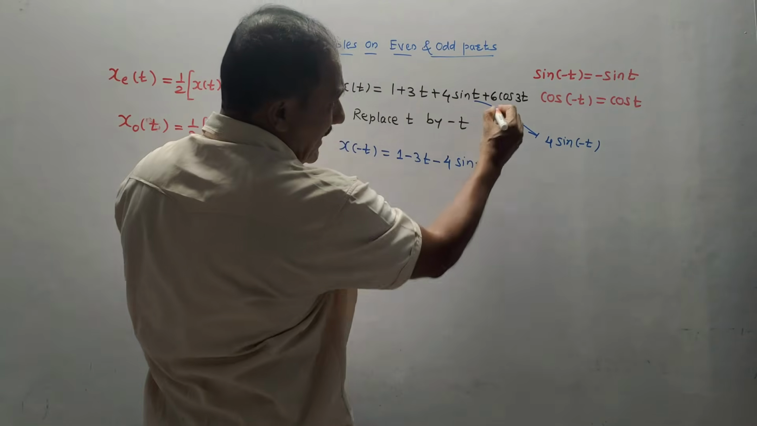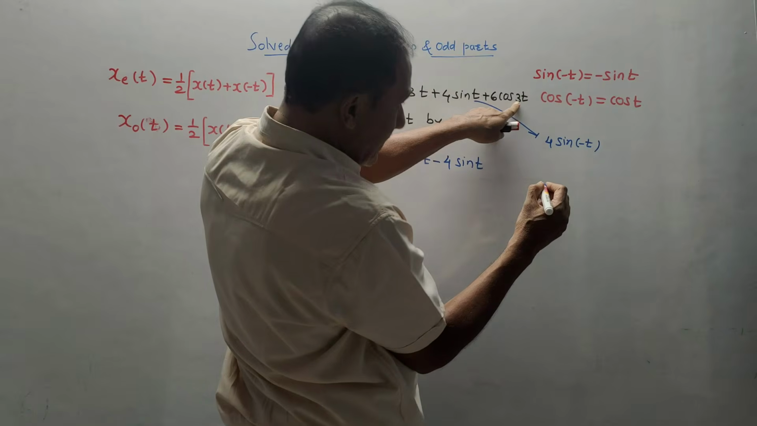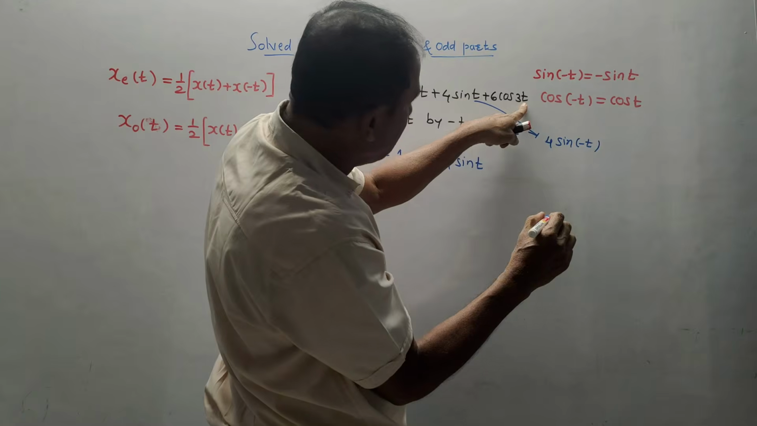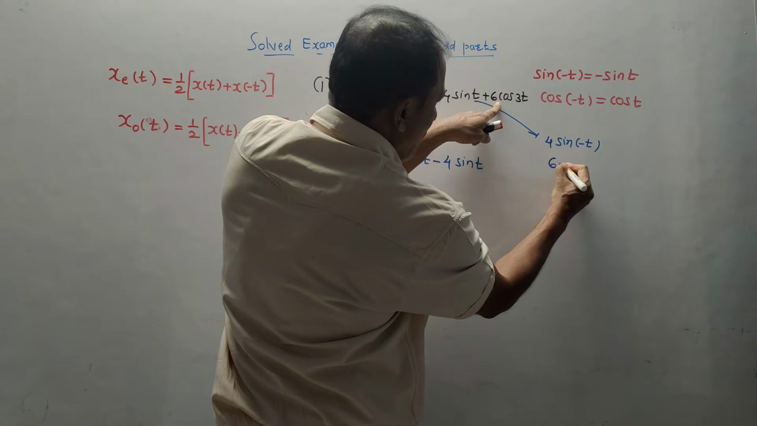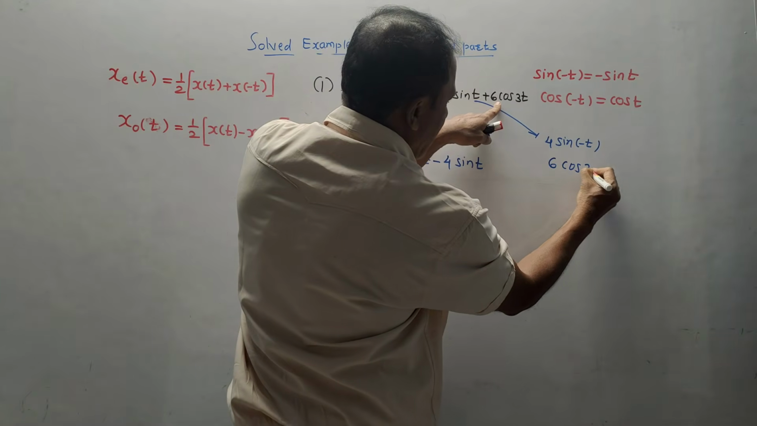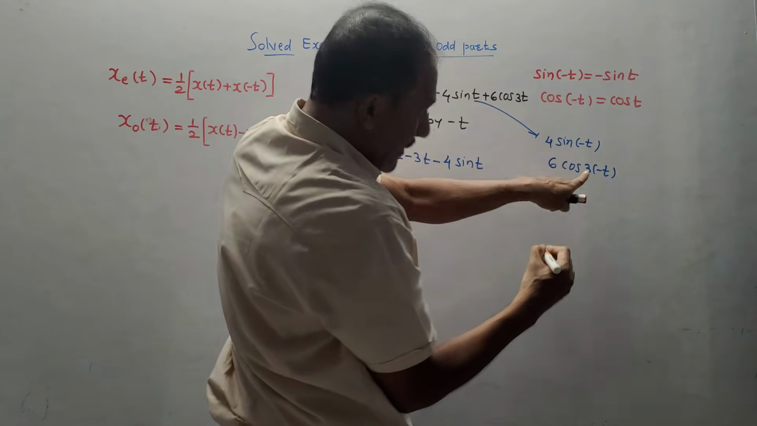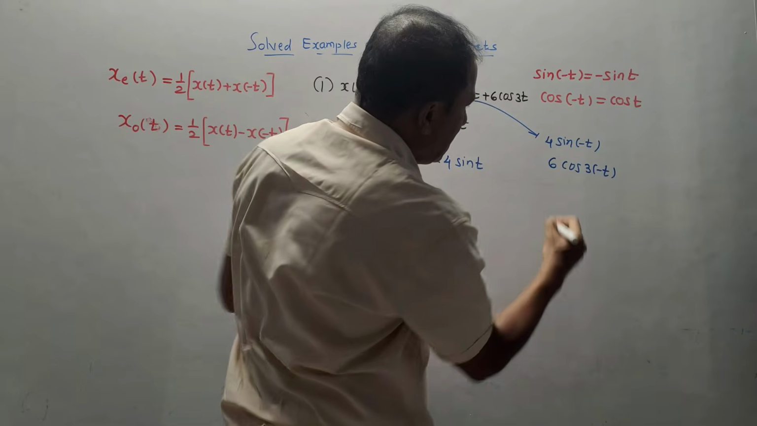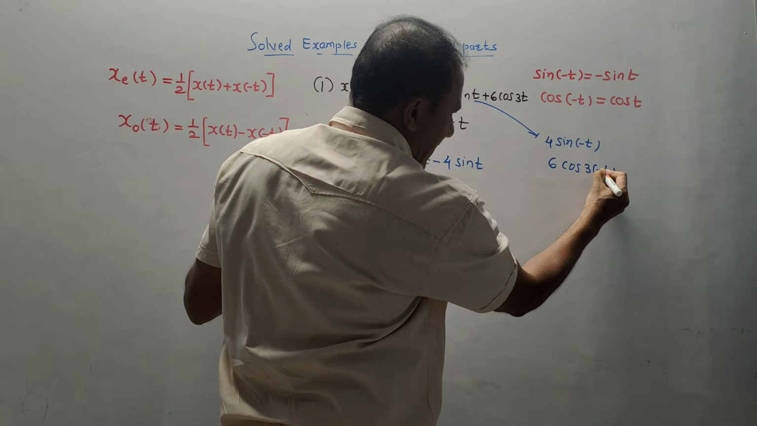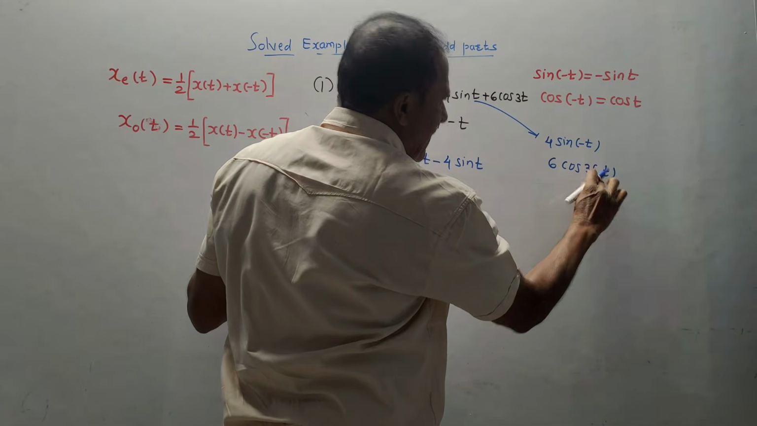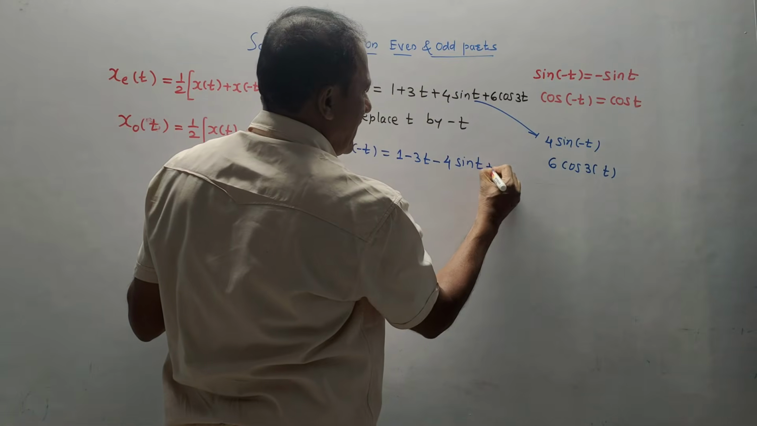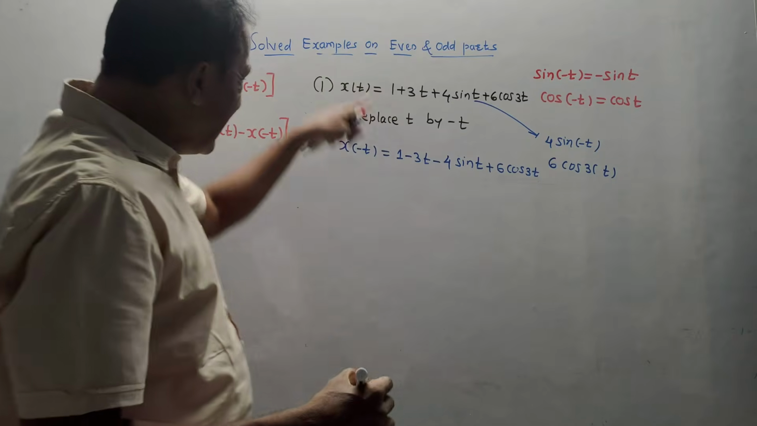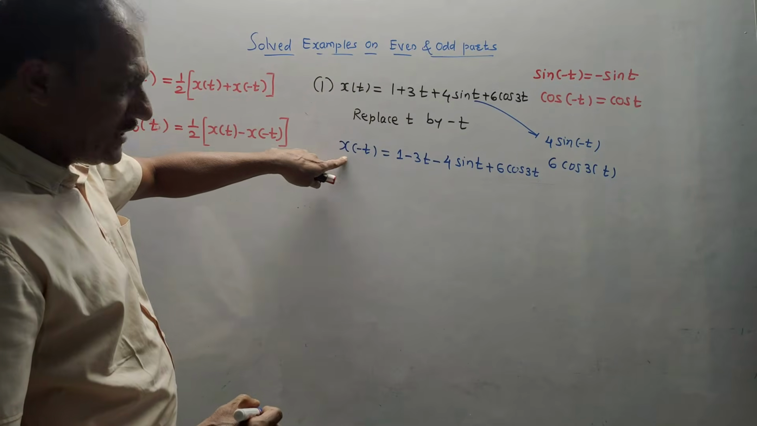Last term, plus 6 cos of 3t. This constant is immaterial. Basically, you have to replace t by minus t. So it becomes 6 cos of 3 into minus t. As I said, this constant is immaterial. Cos of minus t is the same as cos t, so this minus sign gets eliminated. So it simply becomes 6 cos of 3t. I will write it over here, 6 cos of 3t.